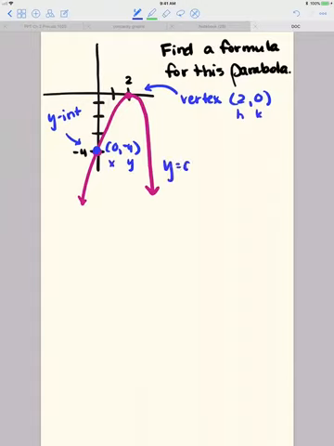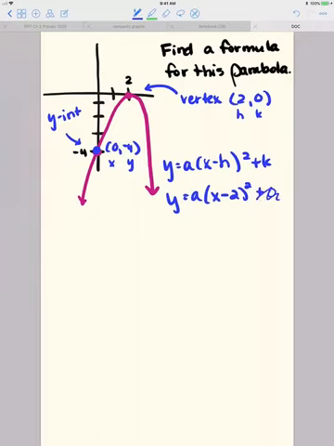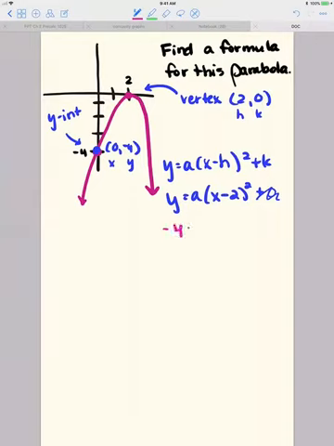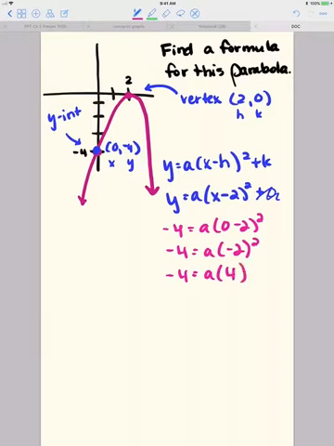So if we use our vertex form, A times x minus h squared plus k, we have A times x minus 2 squared plus 0, so you don't really even have to write the 0 at the end. And then we can plug in our x and our y values. Y is negative 4, x is 0, minus 2 squared. So we get A times negative 2 squared, which is positive 4. And when I divide both sides by 4, I get my A value is negative 1.